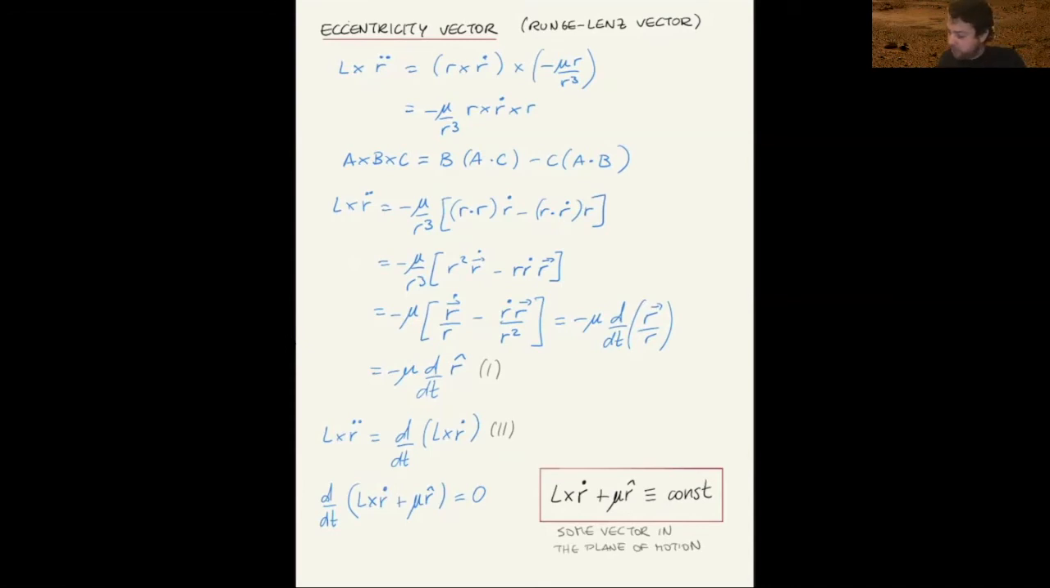Now we can also find the direction, and we're going to find out that this is a vector that points towards perihelion, and it has magnitude equal to the eccentricity. Let's find out how we can arrive at this conclusion. Let's take the dot product of this vector, let's call it big A, with the radius vector. So r dot A by definition is r times A times cosine of theta, where theta is the angle between them.